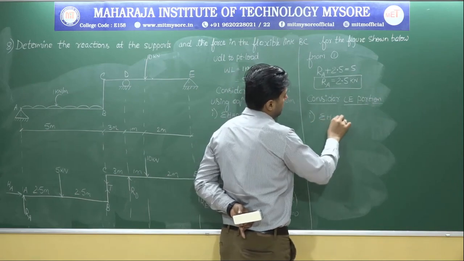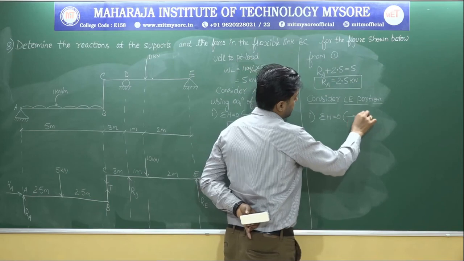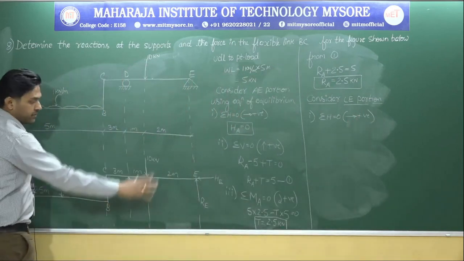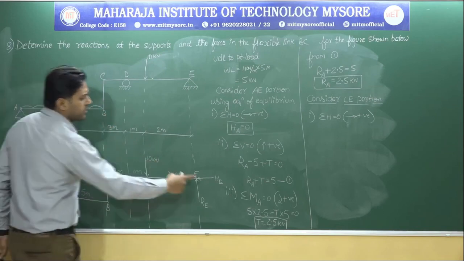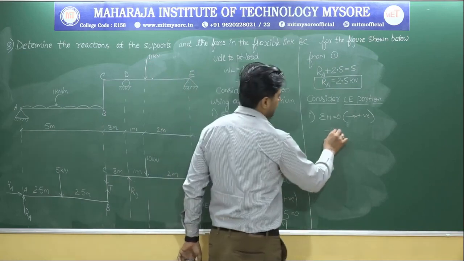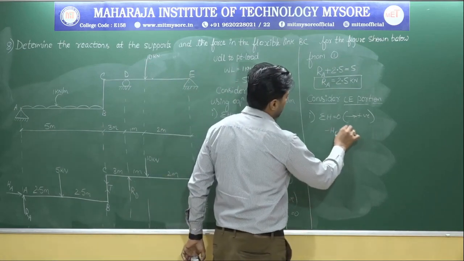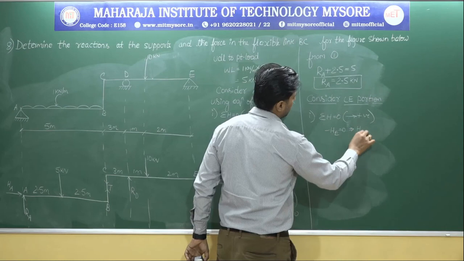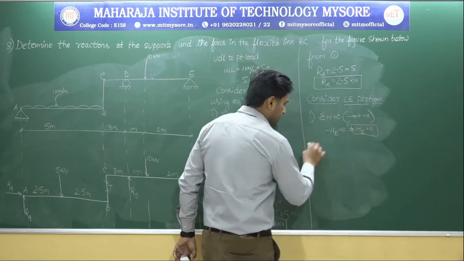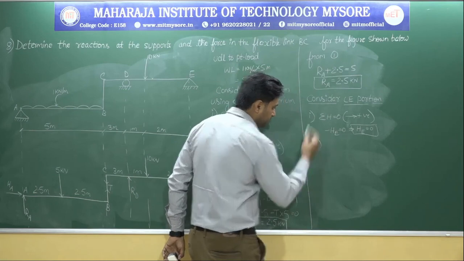Sigma H is equal to 0, rightward direction positive. Okay. So now how many horizontal forces are there? There is only one horizontal force, and it is HE, acting in leftward direction. Minus HE is equal to 0, or rather HE is equal to 0. Yes or no? Next, let me go with the second one.